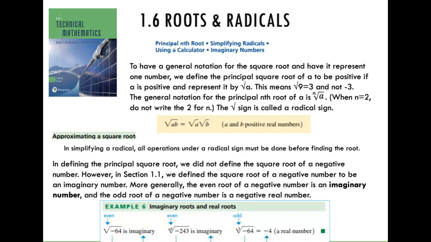In lesson 1.6, we're considering roots and radicals. And notice here the objectives are the principal nth root, simplifying radicals, using a calculator, and imaginary numbers.